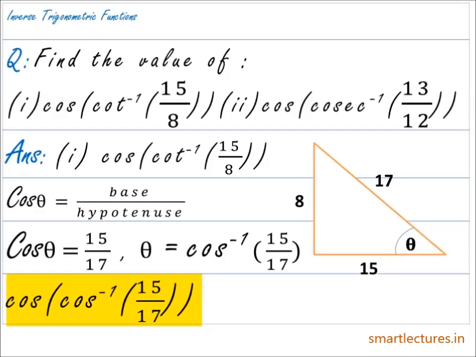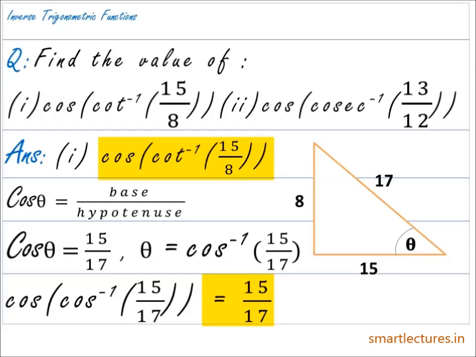And remember, as per the properties of cos inverse functions, the cos of cos inverse x is equal to x for all x which lie in the range -1 to 1. And 15 upon 17 is well within this range. So that means cos of cos inverse 15 upon 17 is equal to 15 upon 17. And that means cos of cot inverse 15 upon 8 is equal to 15 upon 17.